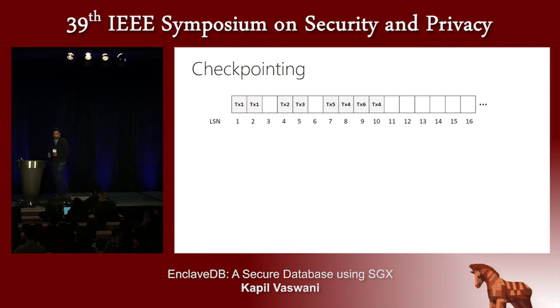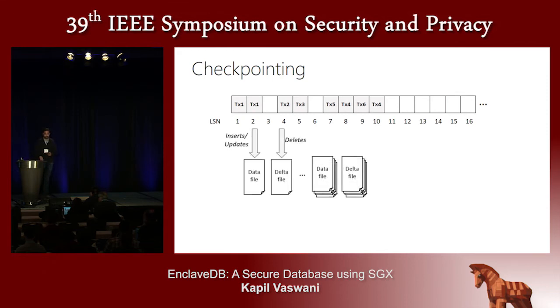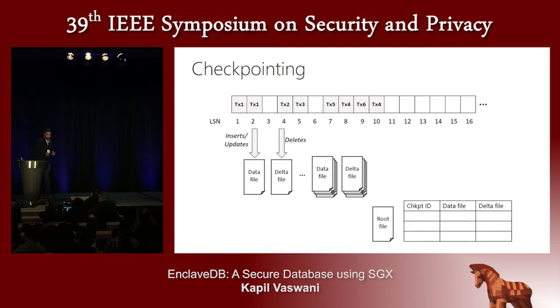And how does checkpointing work? Well, at some point when the enclave decides that the log has grown long enough, then it can decide to checkpoint. The checkpointing process reads the transaction write sets and writes them to a set of data and delta files. The names of all of these files are written to something called a root file, which is a list of all the checkpoints that the database has created.